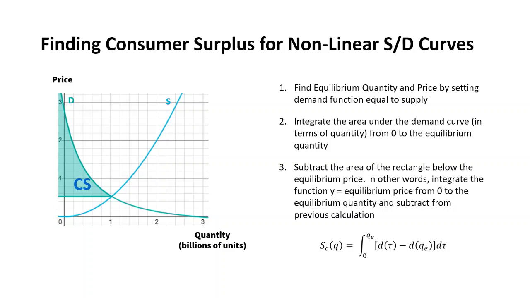Consumer surplus equals the integral from 0 to the equilibrium quantity of the demand function minus the demand evaluated at the equilibrium quantity, with respect to tau. In this case, the tau variable is simply representing quantity. However, I didn't want it to be confusing using equilibrium quantity as the upper bound.